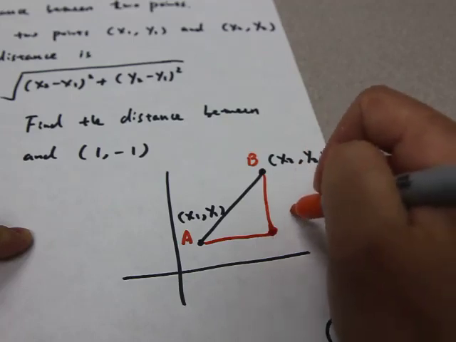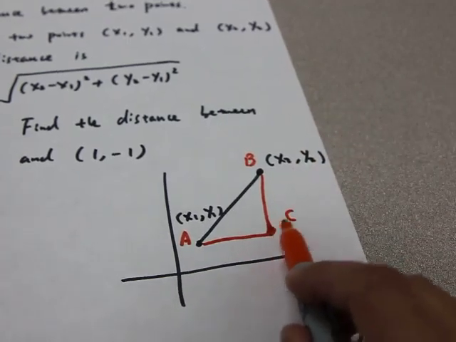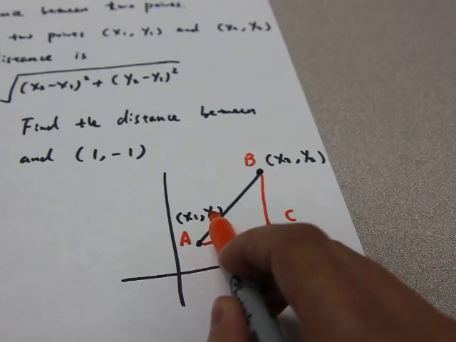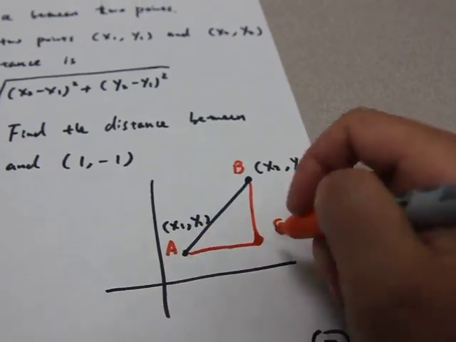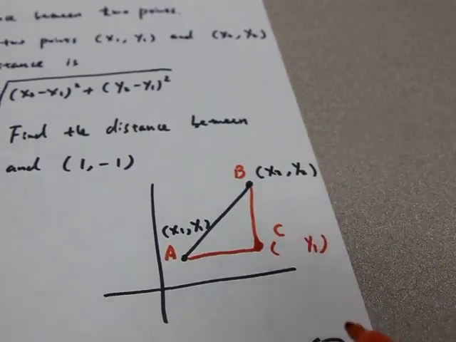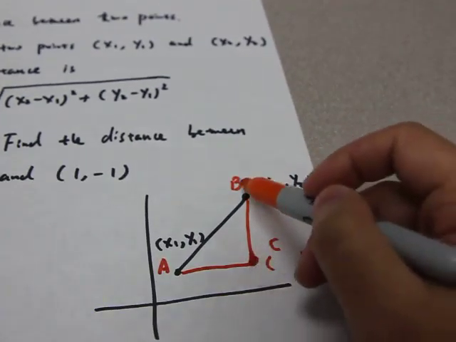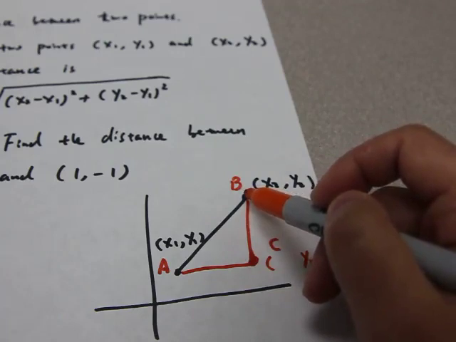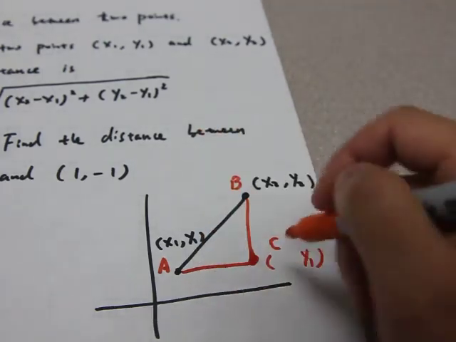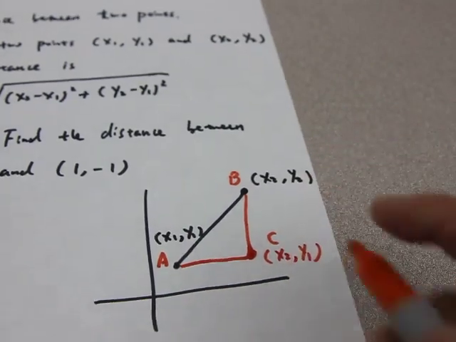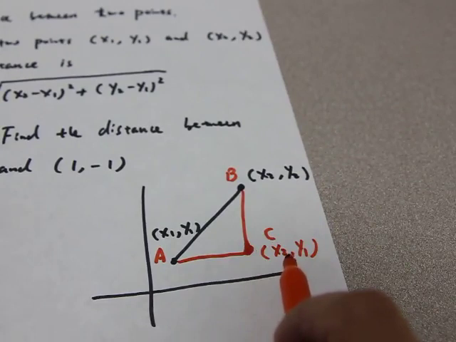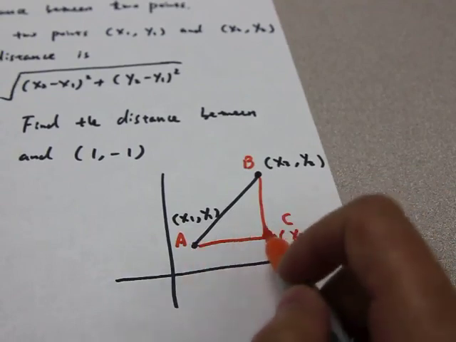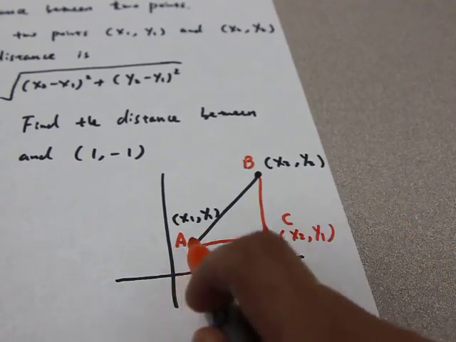So for this point C, as you can see, this point C and A must have the same y coordinate because they are on the same height. And it must have the same x coordinate as the point B because they are on the same vertical line. So therefore, for the point C, the coordinate is x2 and y1. Now, first, we find the distance between point C and point A.